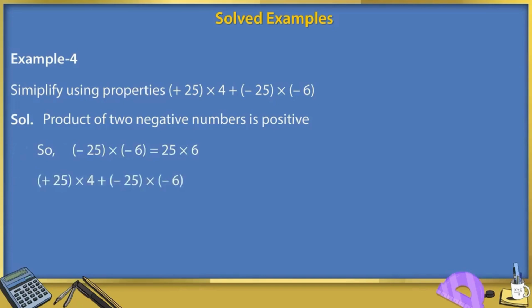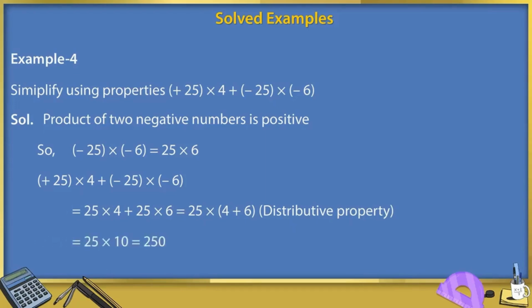(+25) × 4 + (−25) × (−6) is equal to 25 × 4 + 25 × 6, which is equal to 25 × (4 + 6), distributive property, which is equal to 25 × 10, which is equal to 250.